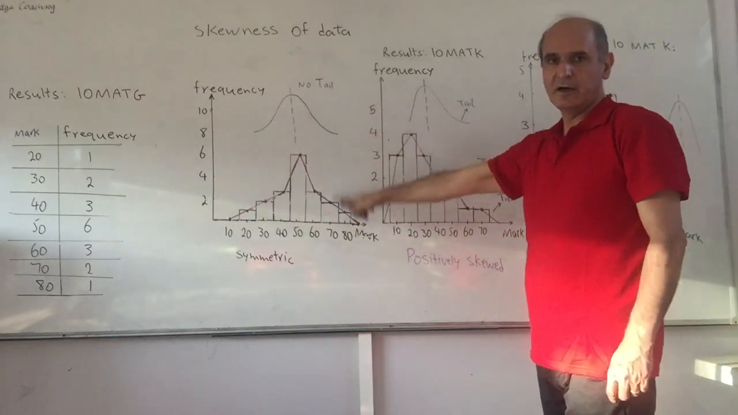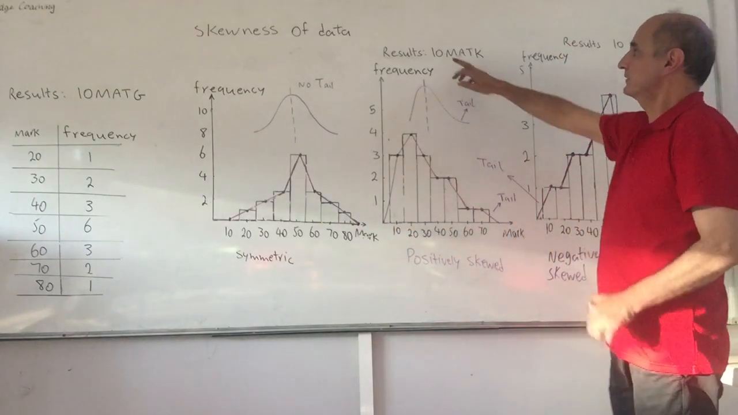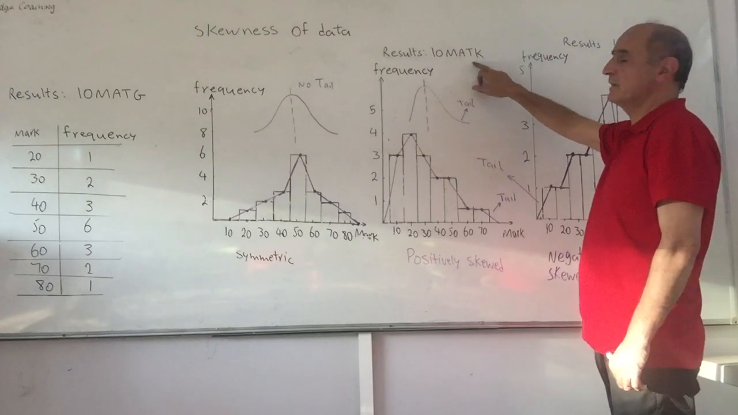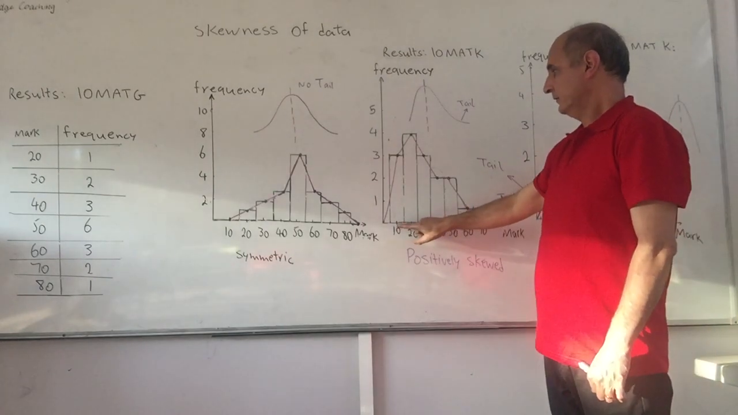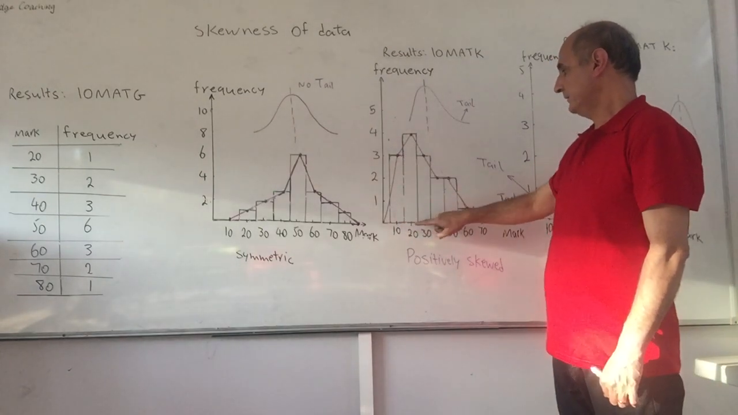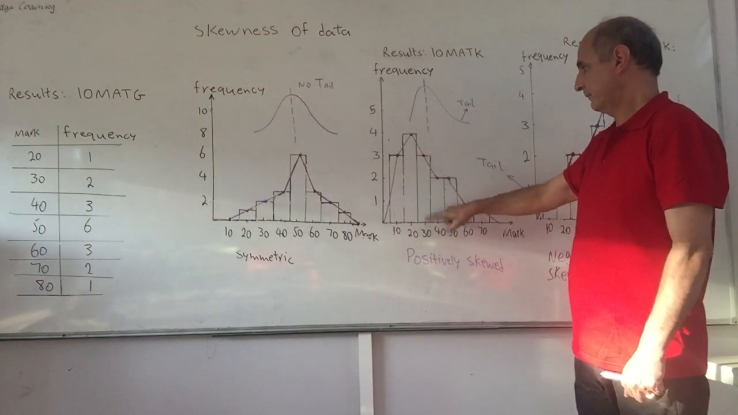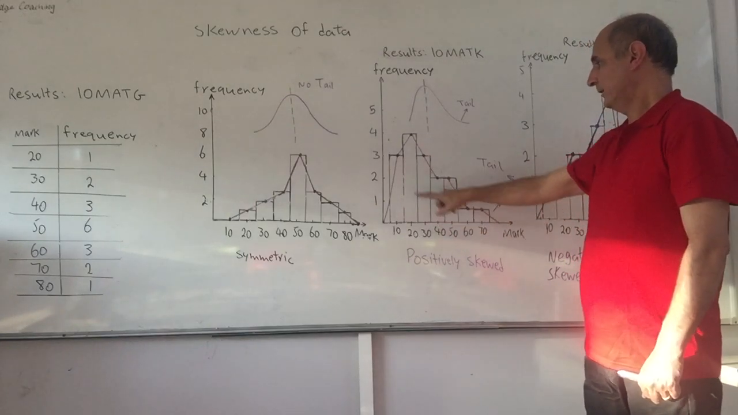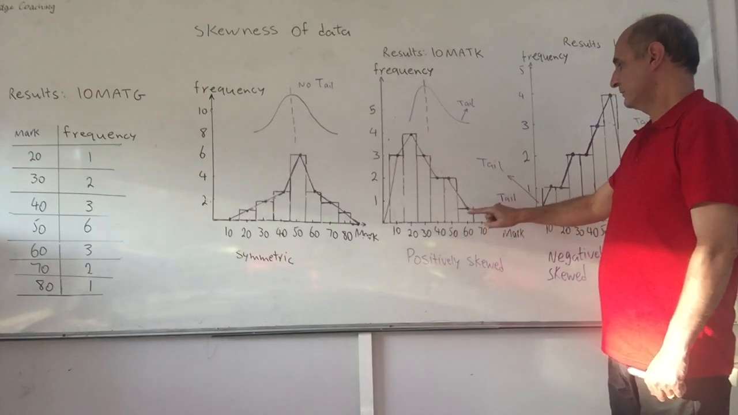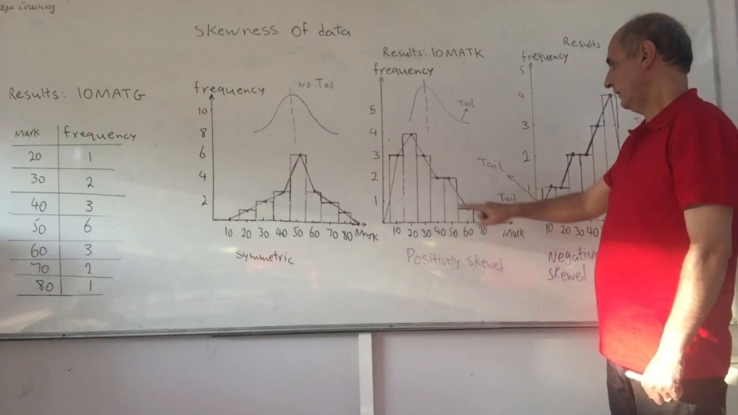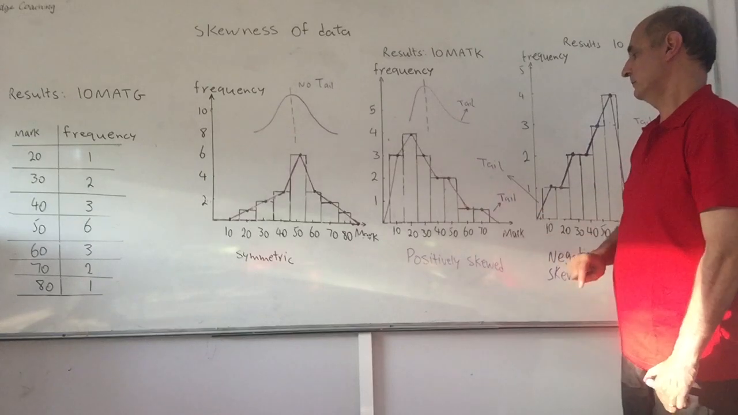But not all results are like that, not all data are like that. Let's look at the results of another math class, 10 Math K, for example. And here, 3 people have got 10%, 4 people have got 20%, 3 people have got 30%, and 2 people have got 40, also 2 people got 50%, one person has got 60%, and another person also has got 70%.